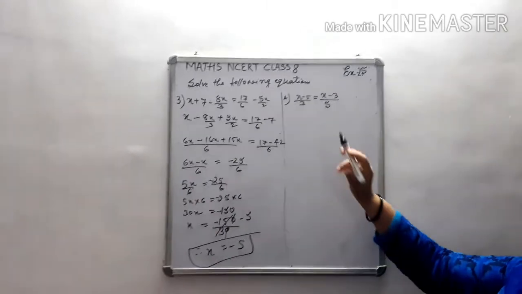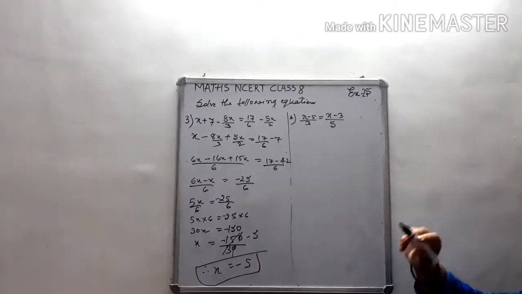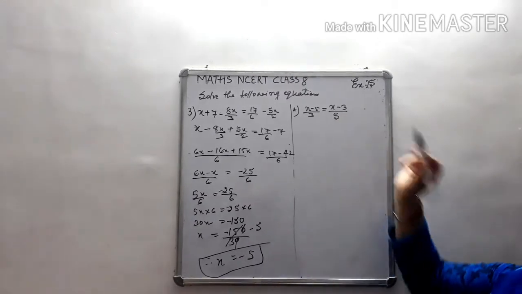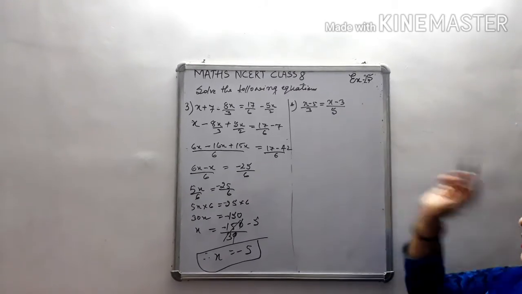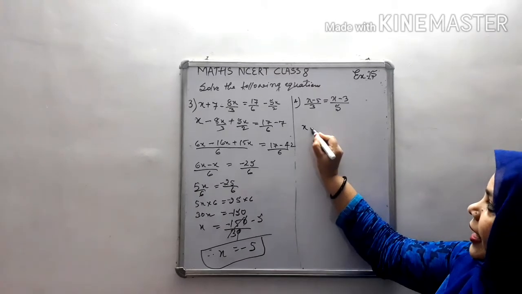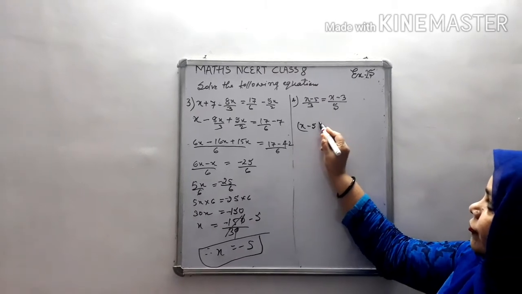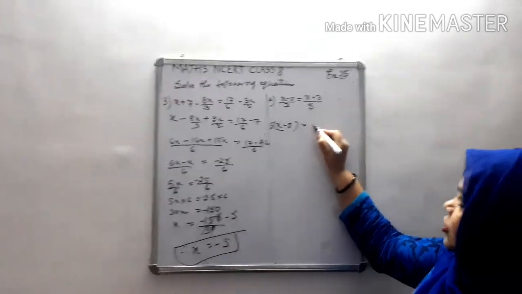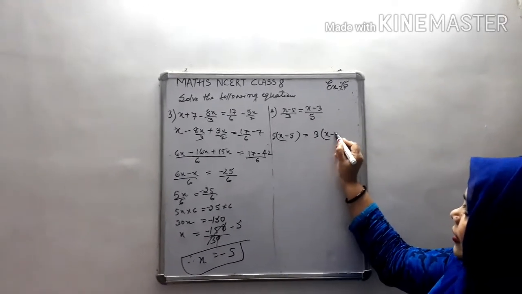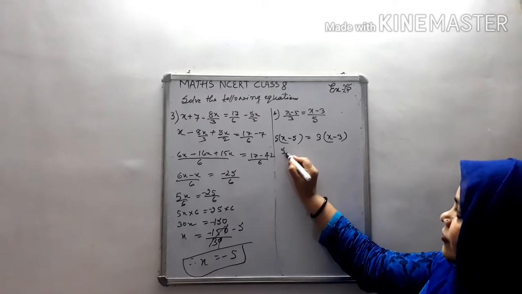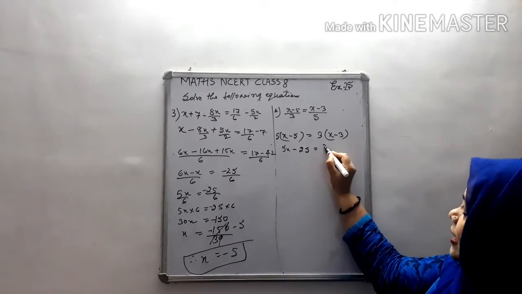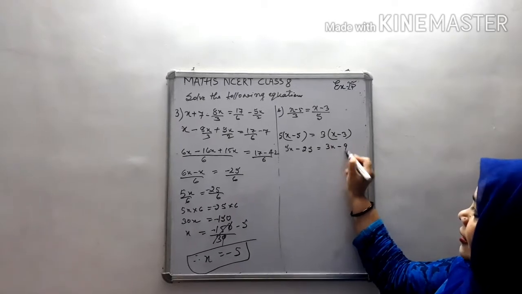x minus 5 by 3 is equal to x minus 3 by 5. Just here there will be only simple cross multiplication. सिर्फ हम यहाँ पे cross multiplication करेंगे. Just look here. x minus 5 will be multiplied by 5. Here x minus 3 will be multiplied by 3. Okay, 5 into x, 5x minus 5 5s are 25. 3 into x, 3x minus 3 3s are 9.